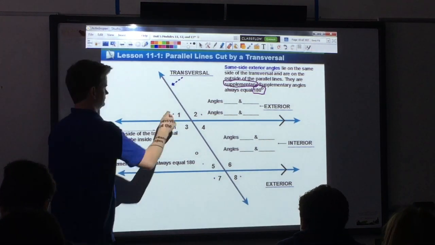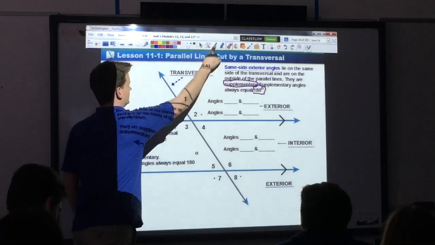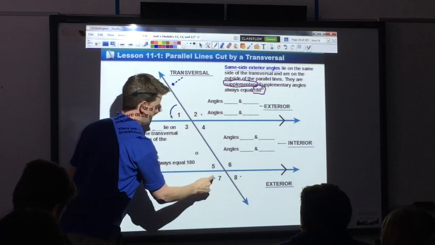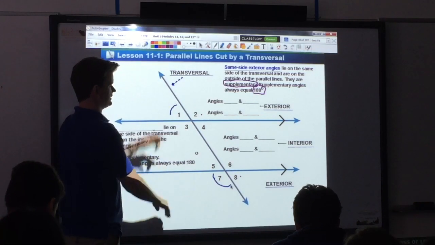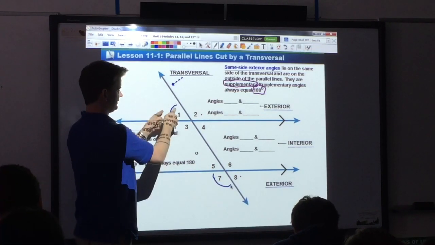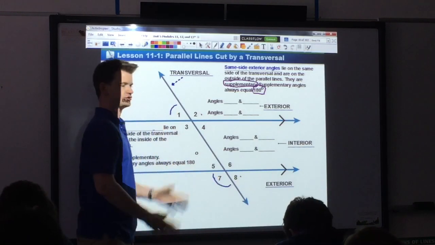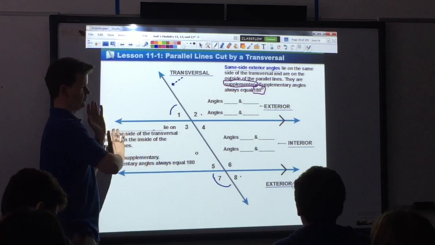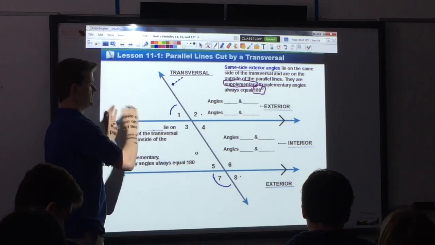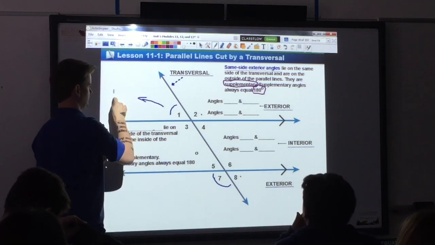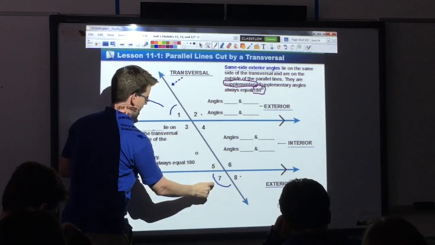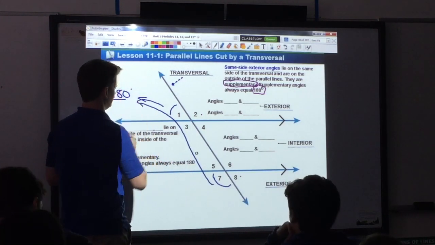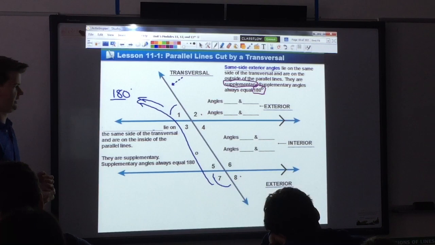1 and 7, perfect. They're on the same side of the transversal, they're outside of the parallel lines, and together, if you think about it, there's an acute and an obtuse. Those two together, when we have a parallel line cut by a transversal, would equal how many degrees? 180 degrees. They are supplementary. These two together, 1 and 7, would equal 180 degrees.